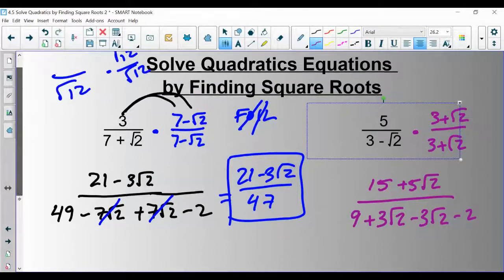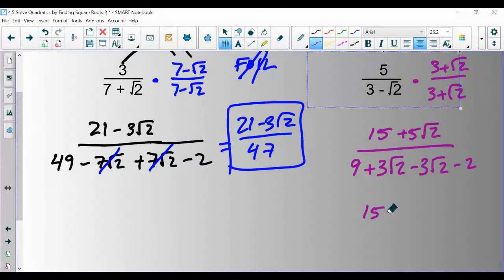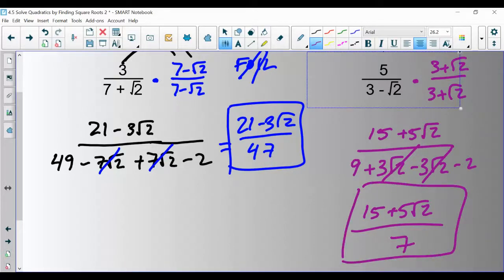My numerator then would be 15 plus 5 root 2. In my denominator, the O and the I, hey, guess what? They canceled again. And then I just have 9 minus 2, and that's 7. Final answer.